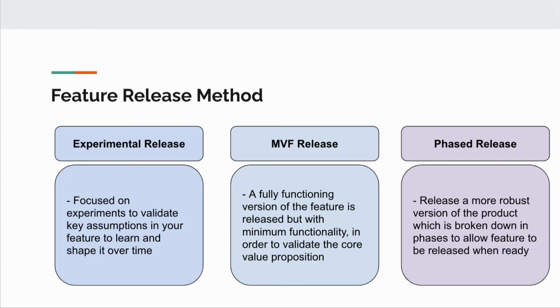In the MVF, a fully functioning variant of the feature is released, but with minimum viable functionality in order to validate the core value proposition of the feature. Phased release is a more robust version of the product, which is broken down into phases to allow the feature to be released when it is ready. So these are the methods for feature release.